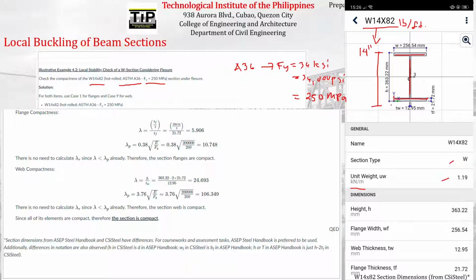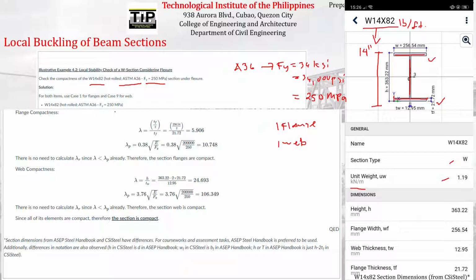Although in this particular problem, since the top flange and the bottom flange are identical with each other, we just need to check one flange and then one web. We just need to check the local stability of one flange and one web. We no longer need to check the other flange simply because it is identical to the top flange. Okay, so how do we check for the local stability of a flange?